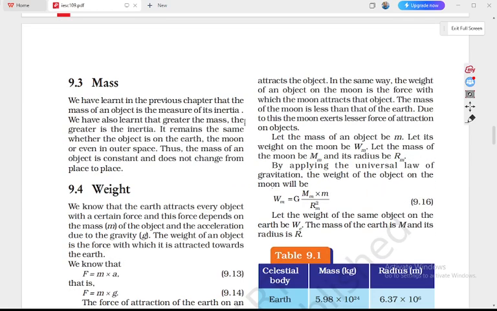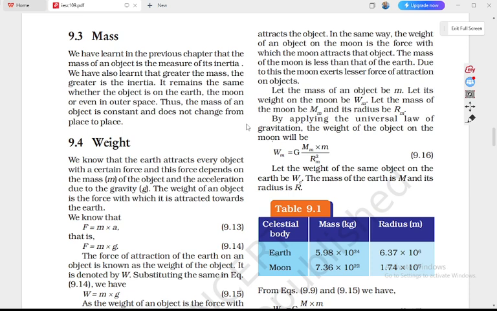That is mass. Now we find the difference between mass and weight. We have learned in the previous chapter that the mass of an object is the measure of its inertia. We have also learned that the greater the mass, the greater is the inertia. It remains the same whether the object is on the earth, the moon, or even in outer space. That is, the mass of an object is constant and does not change from place to place.